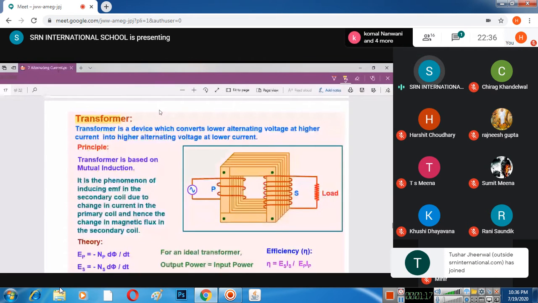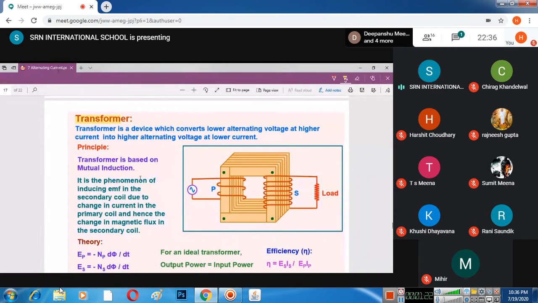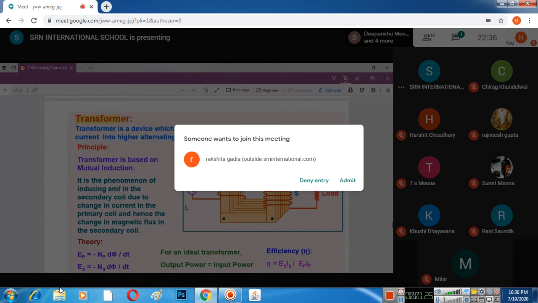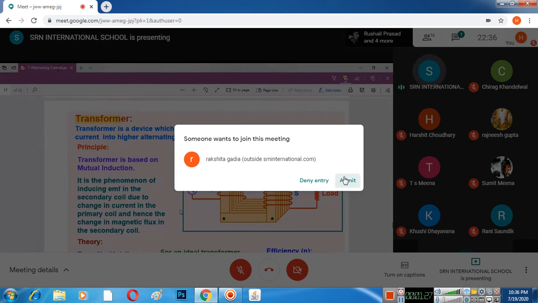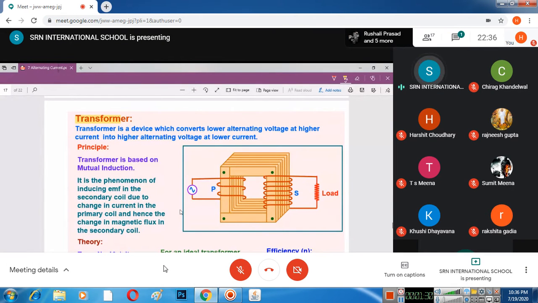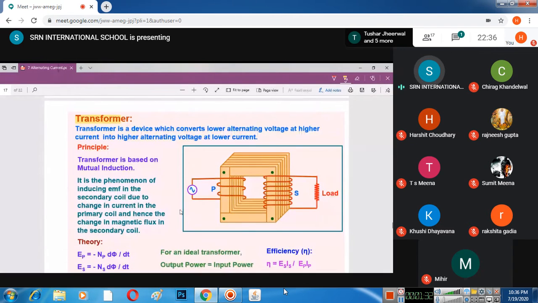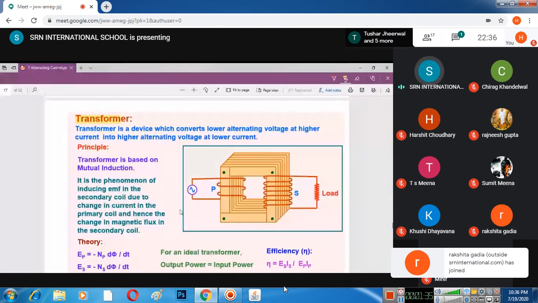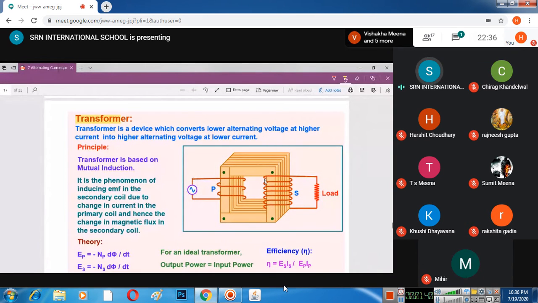Now, it is based on the principle of mutual induction. That is, when a changing current is passed through one of the two inductively coupled coils, then an EMF can be induced, that we have seen in the case of mutual induction. That means if a current is allowed to pass through this coil, then an EMF is induced in the other coil. That is mutual induction, and the transformer is based on this principle of mutual induction. Is it clear to everyone?